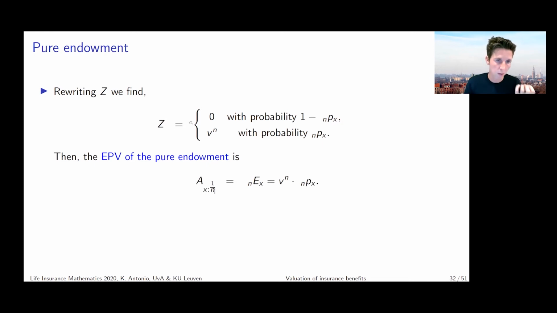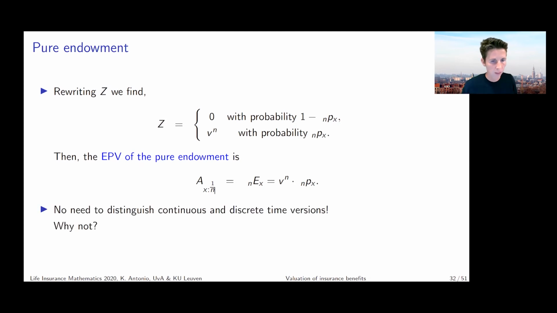To express the expected value of such a random variable z, which is a discrete random variable that can only take 2 values, the expected value will be the outcomes multiplied with the probabilities that certain outcomes result. So in this case, that leads me to v to the power n multiplied with npx, right? So that is my actuarial present value for a pure endowment.